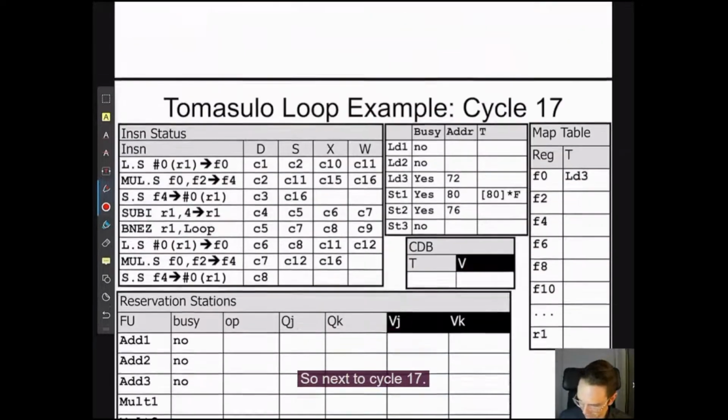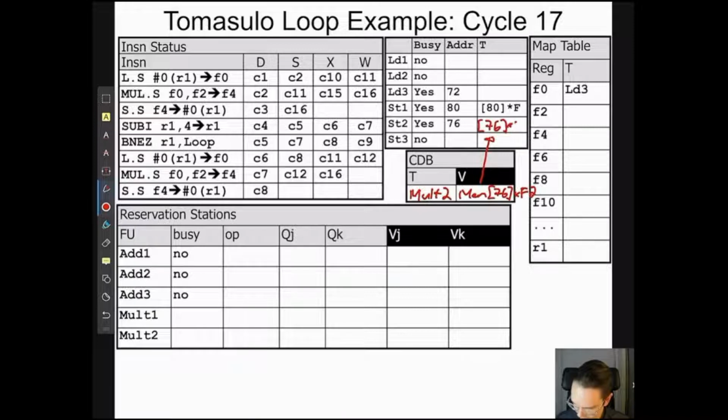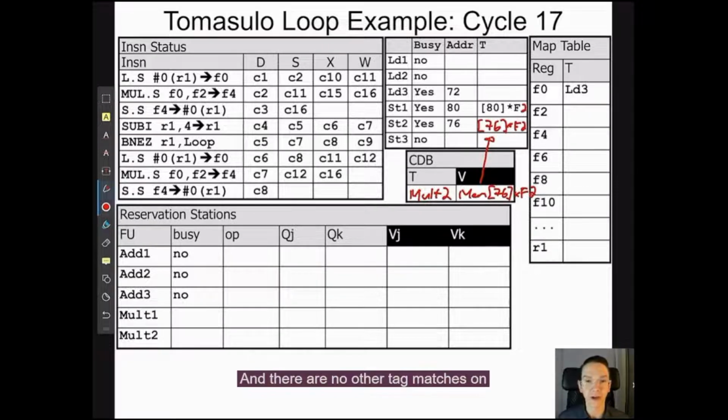So next to cycle 17. Let's start looking at the write back stage. The second multiply finished its execute. It's in write back. The CDB is available, so we broadcast its tag and value of memory at 76 times F2 over the common data bus. If you refer back to cycle 16, there would be a tag match on store 2. So we copy this value into that field using a shorthand now, and there are no other tag matches on mult2. So we deallocate its entry, and that wraps up its write back.